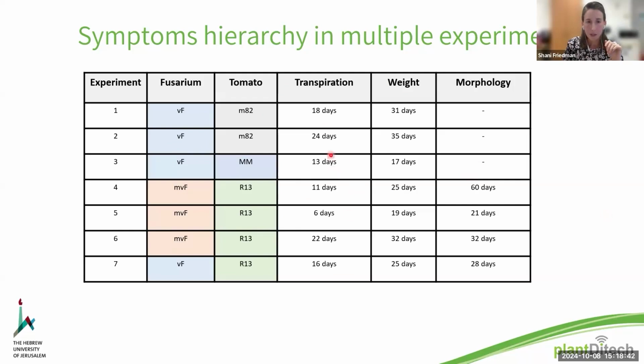In all the experiments, you can see that transpiration was the first to be different between the groups. Next was the weight. And last, we saw visual symptoms, if we saw at all visual symptoms. Fusarium grows in the vascular system and blocks it, so it makes perfect sense that the first symptoms we see are in the transpiration. Just from this overview, you can understand that the Plantarray system gives us an ability to early detect the disease.